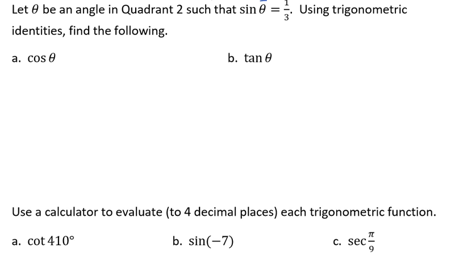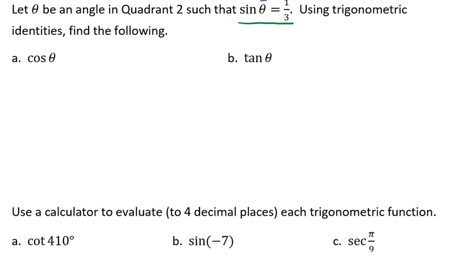In this video, we're going to do a couple examples where we're going to be using trigonometric identities and using a calculator for the second part. So in this first portion of our example, we have: let theta be an angle in quadrant 2, such that the sine of theta equals 1/3, and we're going to be using trigonometric identities to find the cosine of theta and the tangent of theta.